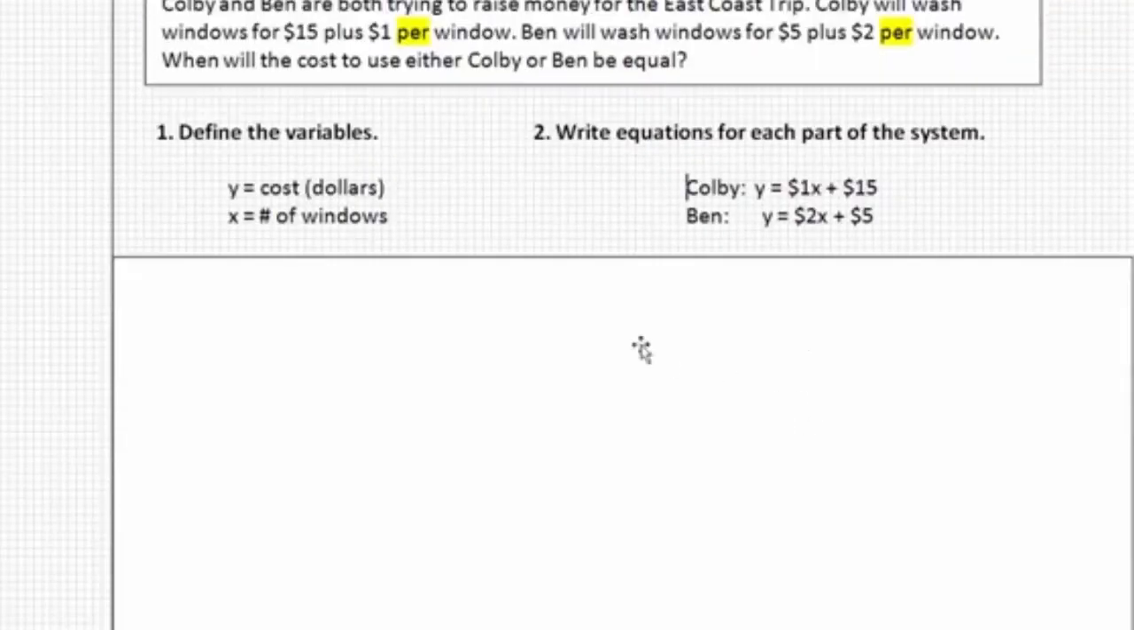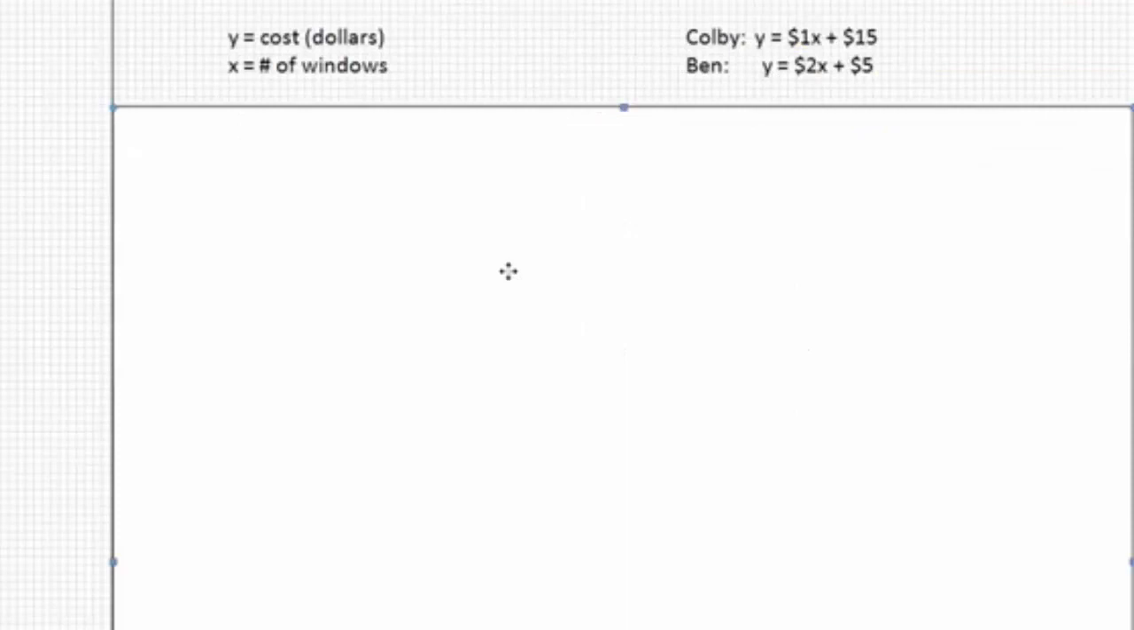So go ahead, again, I'm going to have you set this up for yourself. I want you to create yourself a graph and see if you can graph these two equations onto an x and y axis. Go ahead and pause the video while you do your graphing and then resume the video to see how you did.